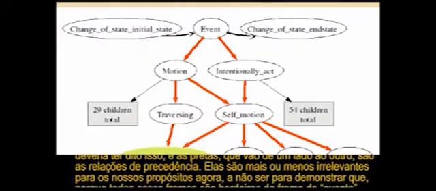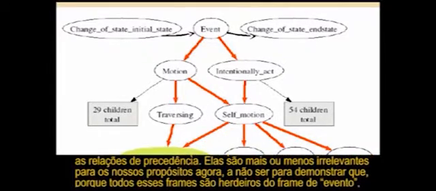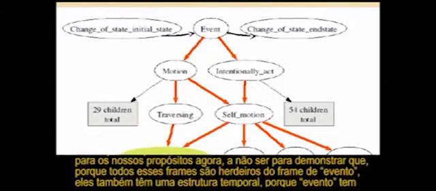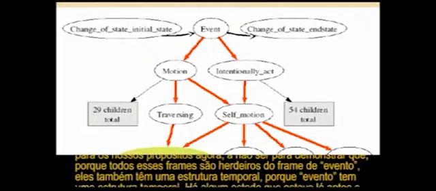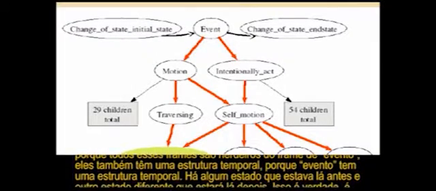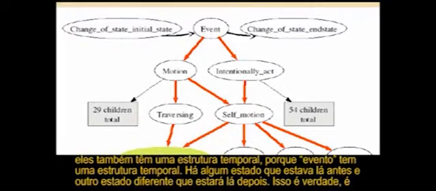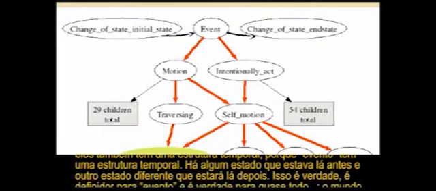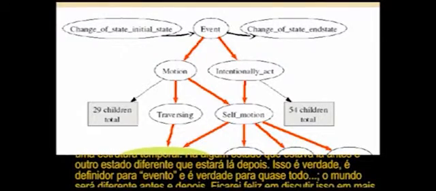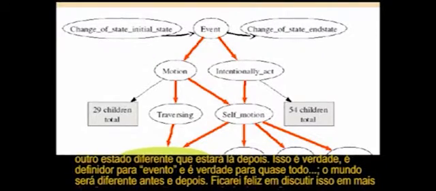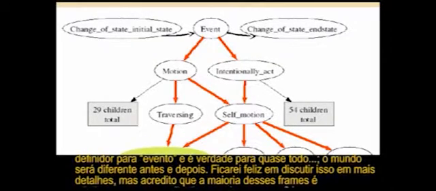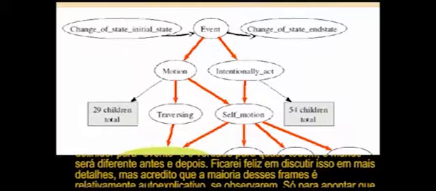right now, except to point out that because all of these frames inherit from event, they also have a temporal structure. Because event has a temporal structure. There's some state which is there before, and there's some different state which is there afterwards. That's definitional for event, and that's true for almost any verb, that the world will be different before and after. So I will be happy to discuss this in more detail, but I think most of these frames are relatively explanatory if you look them up.